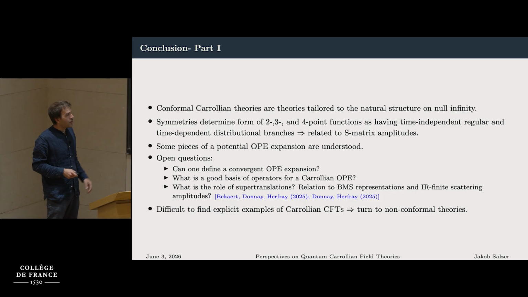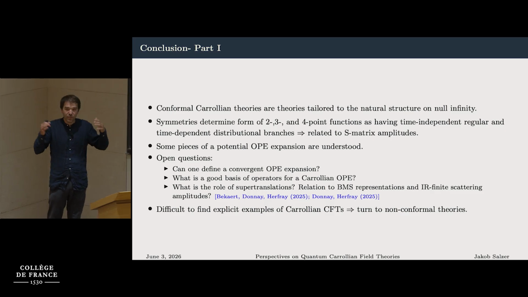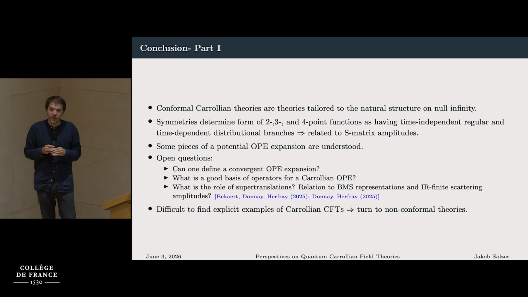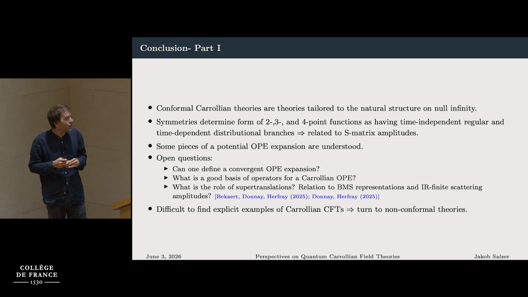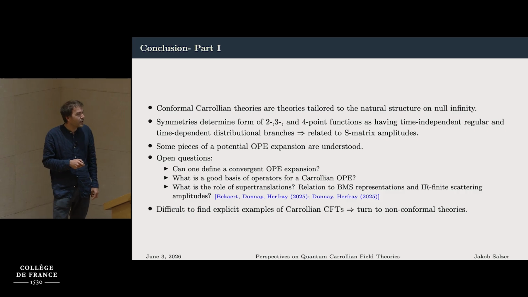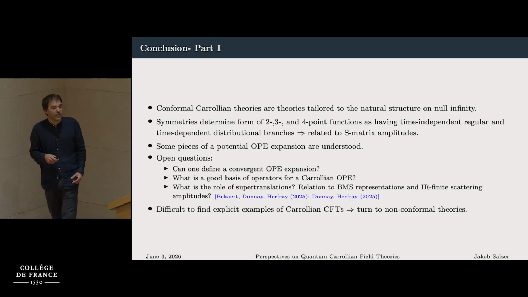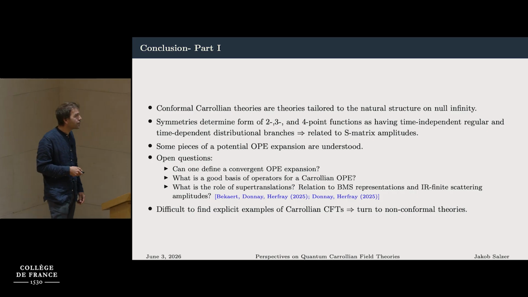What's the role of supertranslations? So null infinity has many more symmetries than what I used here. In my talk, I only used the global part, the finite dimensional part of the conformal Carroll group, which is Poincaré. But I didn't talk about supertranslations. So what role do they play? It would be very interesting to make some relation to this recent discussion about BMS representations and how they can help to come up with IR finite scattering amplitudes.